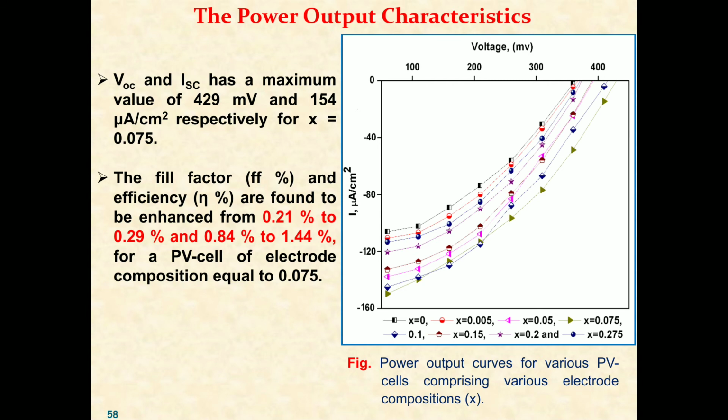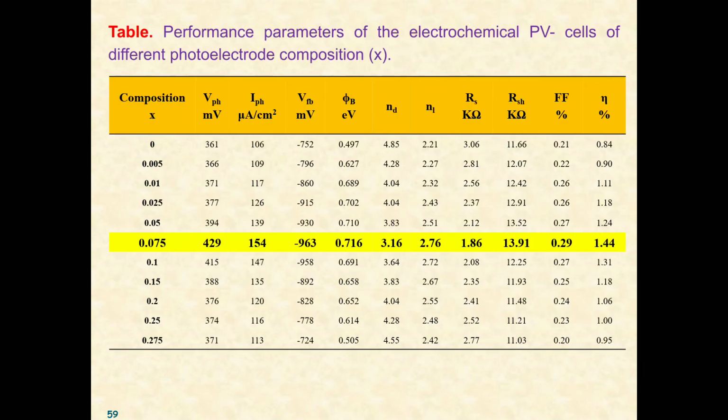The fill factor and efficiency are found to be enhanced from 0.21 to 0.29 and from 0.84% to 1.44% for a PV cell of electrode composition x equal to 0.075. And this is the performance indicator of the electrochemical PV cells of different photoelectrode composition x, and it is found that the 0.075 photoelectrode offers relatively better performance than the others.